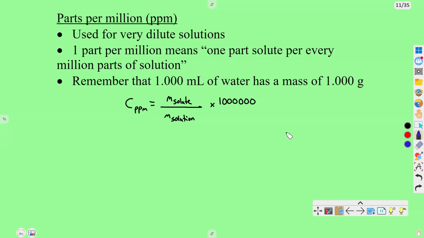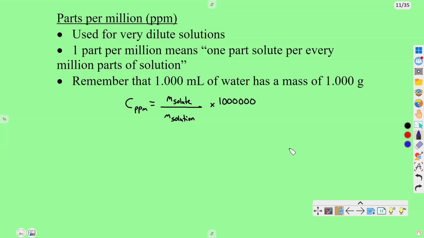Hope you still have your calculator handy because now we're going to take a look at how to do calculations in parts per million. This is when we have a solution that is very, very dilute, meaning if you were to find concentration in other ways, you would find really, really small numbers.